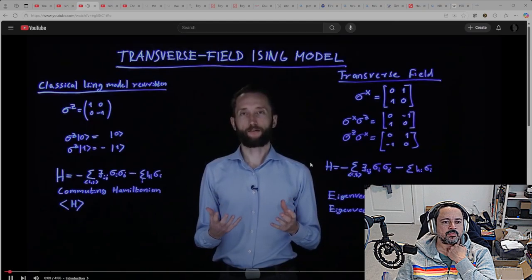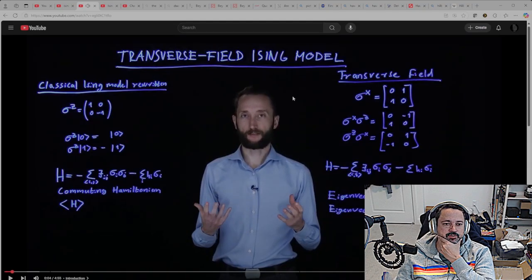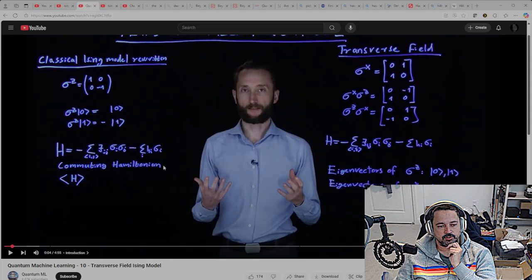We introduced a simple model from... So transverse field Ising model, classical Ising model rewritten. So sigma z is 1, 0, 0, -1. Sigma x is 0, 1, 1, 0. And then if you multiply the Pauli matrices, you get these matrices. Yeah, that's right. Yep. That's the Hamiltonian. Commuting Hamiltonian. If it's commuting or non-commuting.